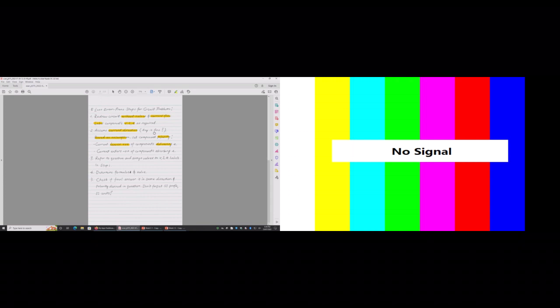Take note that I'm using the terms delivering and absorbing instead of source and loads, because when you go into AC circuits, you'll notice that some components can actually do both, depending on how the current is actually flowing.